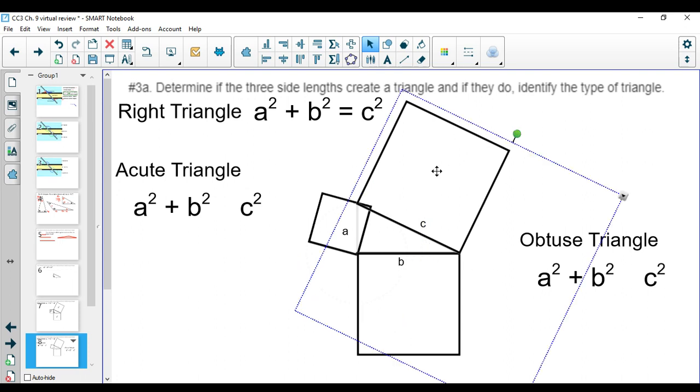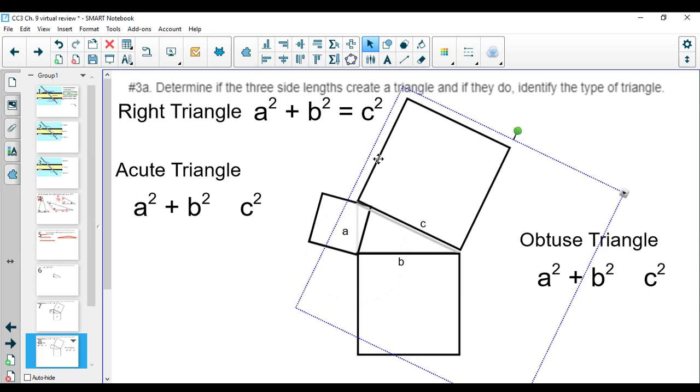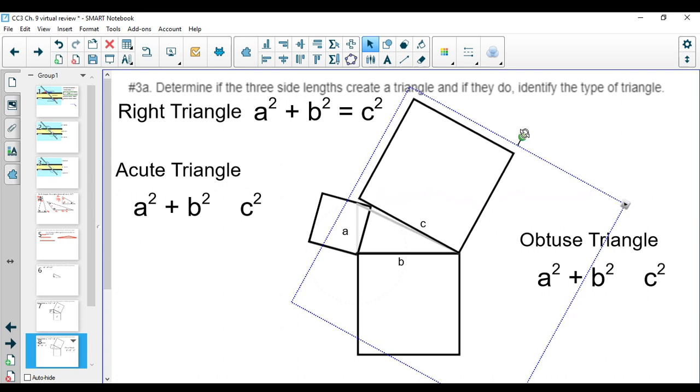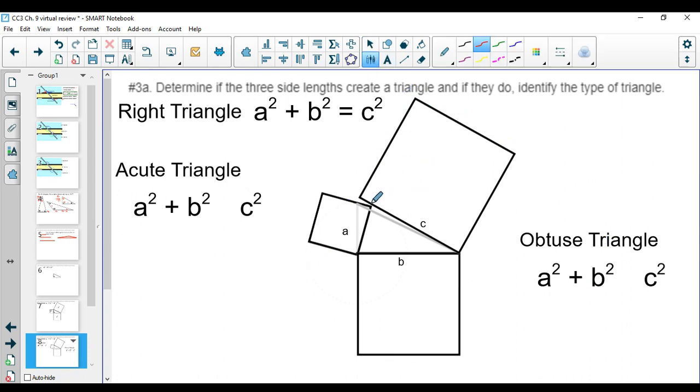What happens to our largest square? It doesn't need to be as long as it was before. So that's going to shrink c squared. C squared is now going to be smaller. A squared and B squared are not changing at all. But C squared only needs to come out to here. That's going to make it a smaller square. So if C squared is smaller than your A squared and B squared, we know we have an acute triangle.